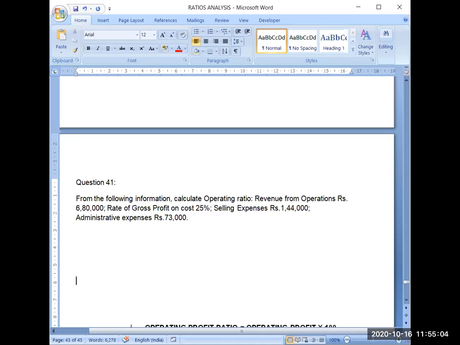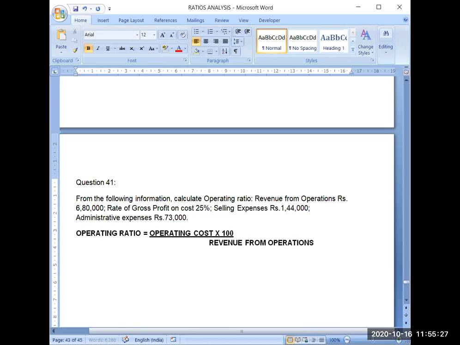Because for calculation of operating cost I need cost of revenue from operation, I have to calculate cost of revenue from operation also. Then selling expenses and administrative expenses are given. These are the operating expenses. So first I will write the main formula here. Now with the help of these numbers, I will calculate cost of revenue from operation.